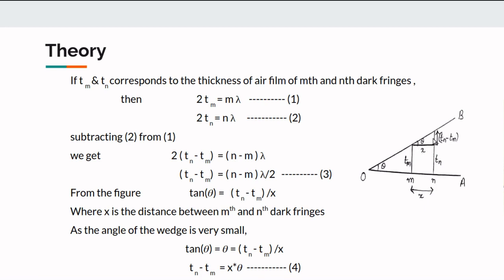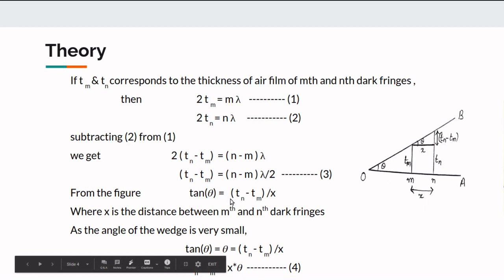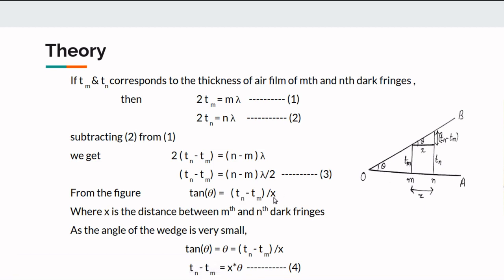From this small triangle, tan theta is equal to opposite side by adjacent side. Opposite side is Tn minus Tm and adjacent side is x. Then tan theta is equal to (Tn minus Tm) by x, where x is the distance between the mth and nth dark fringes.